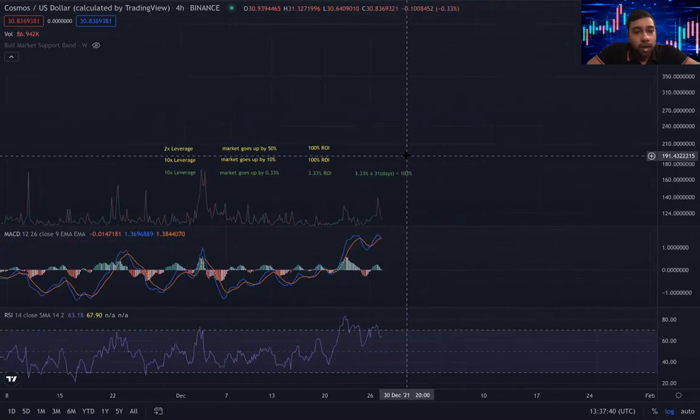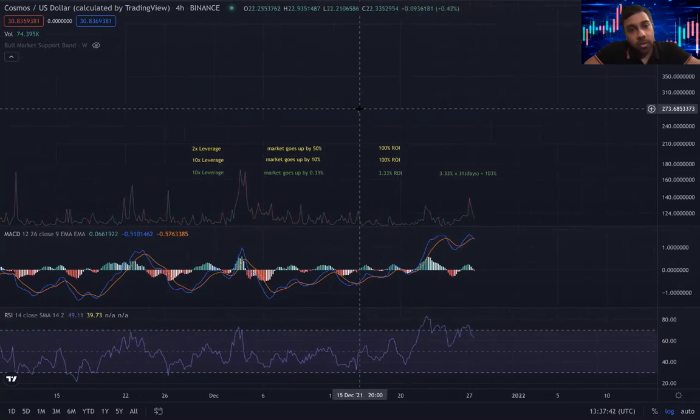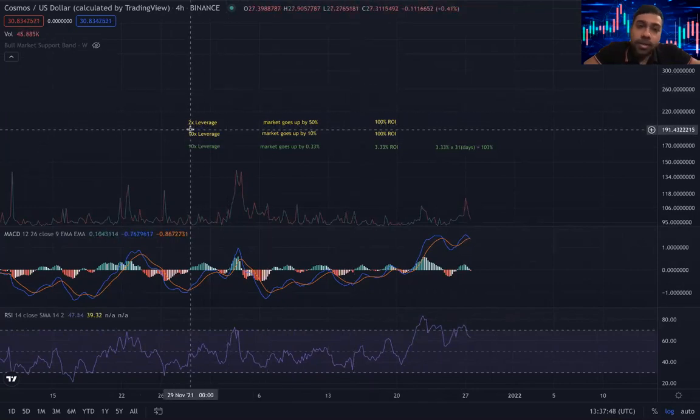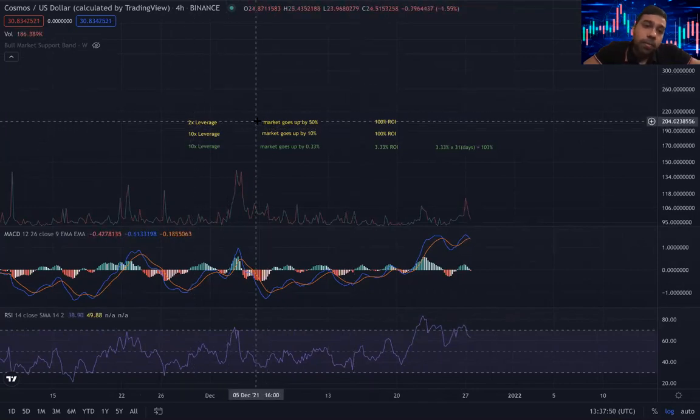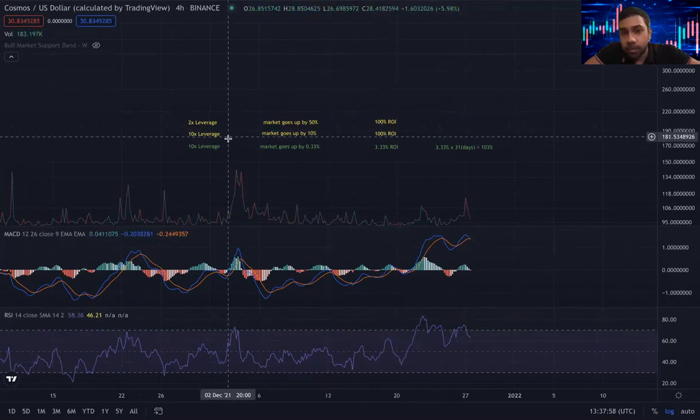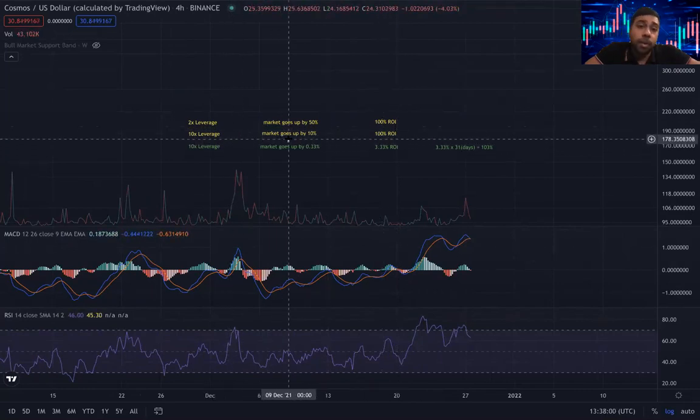So to run through what I mean, in case you all don't know how exactly futures works with leverage: if you use a 2x leverage, you would need the market to go up by 50% to have a 100% return on investment. Okay. So a 10x leverage means you need the market to go up by 10% to have a 100% return on investment.